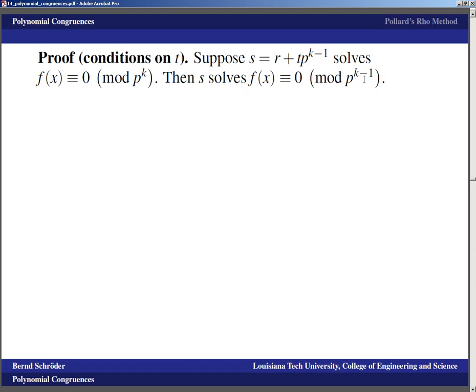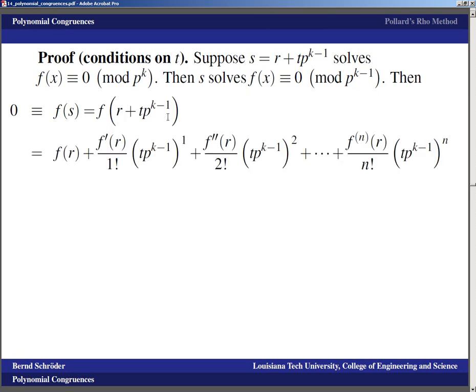Sure, that is because if something is divisible by p to the k, then it's definitely divisible by p to the k minus 1. And then we have the following. We've got 0 equals f of s, which is f of r plus t times p to the k minus 1, which is, of course, now by this Taylor-like theorem that we had, that's f of r plus this Taylor expansion, where we expand about r, and our disturbance is the t times p to the k minus 1, right?